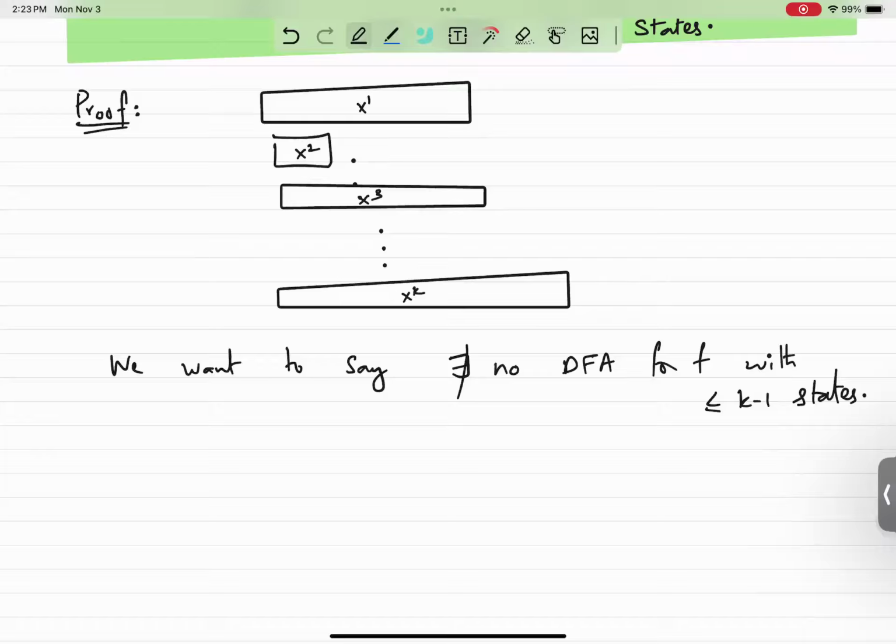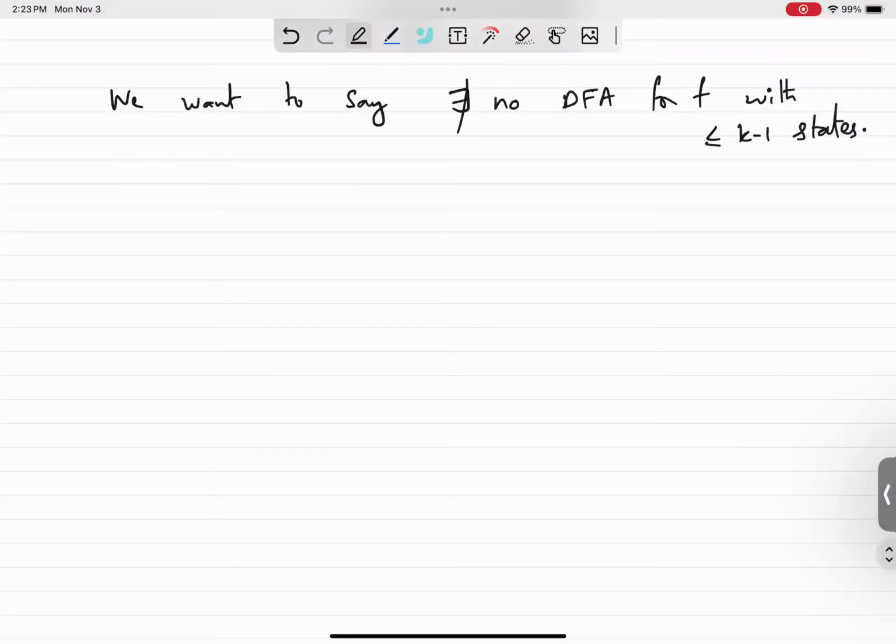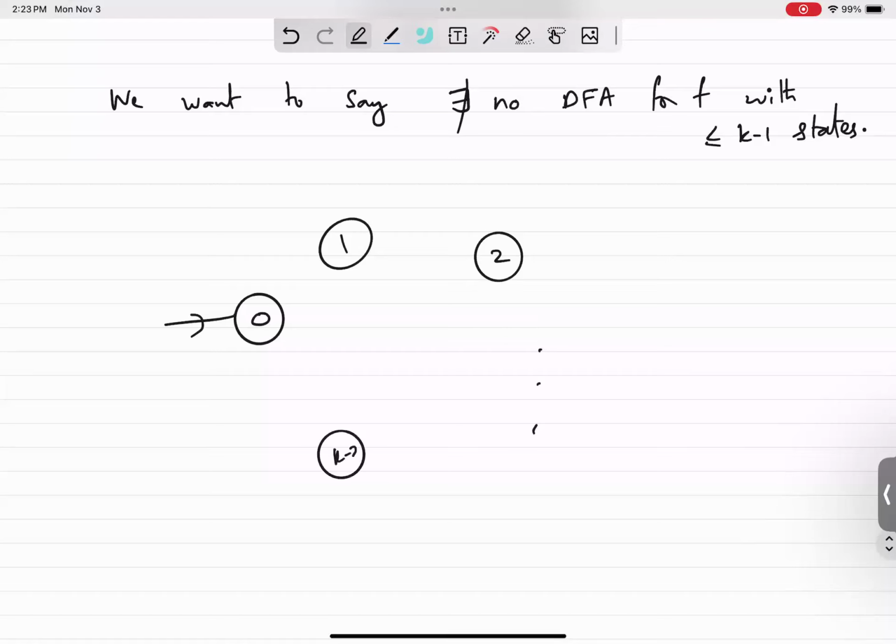It's similar to why the pumping lemma is true. Any guesses? So imagine we have some DFA that computes F and has a small number of states, right? It has state 1, state 2, all the way up to k minus 1 states. Okay, we're assuming they're less than or equal to k minus 1. And you want to get a contradiction, or say that this is not possible. Why?